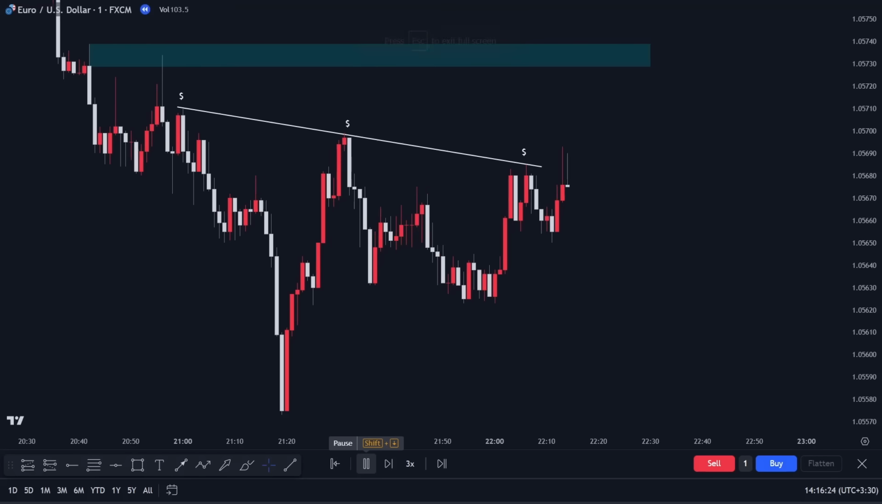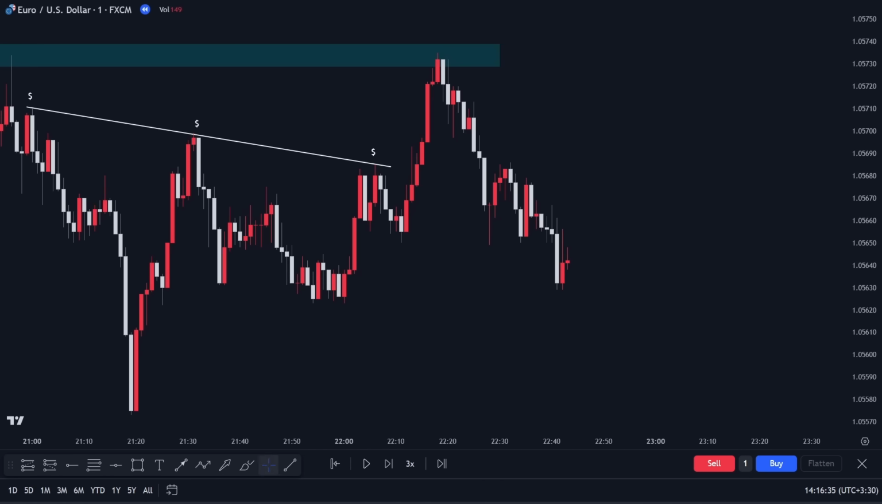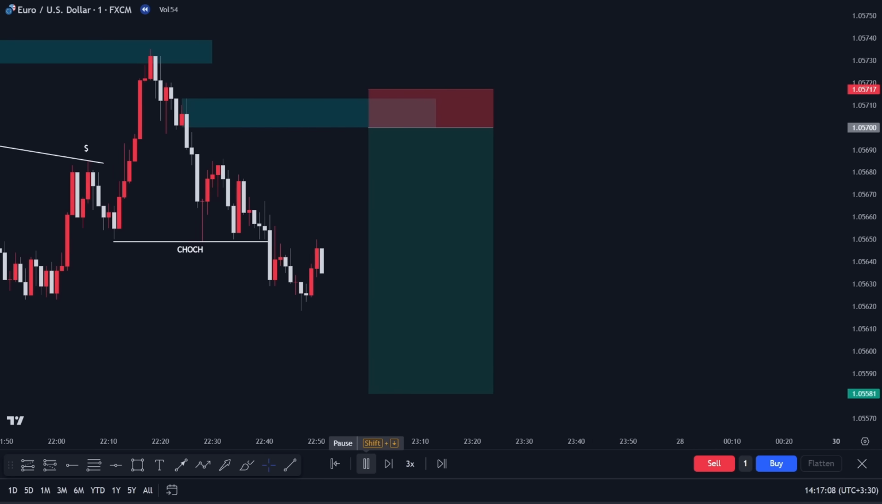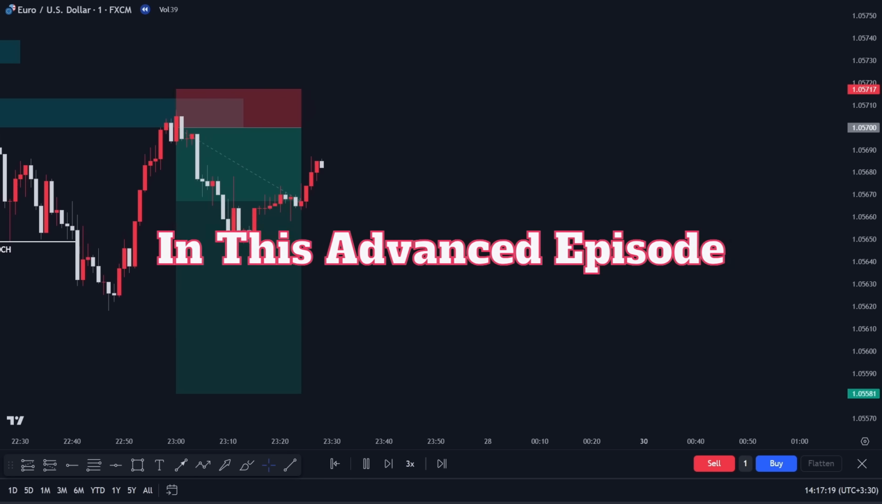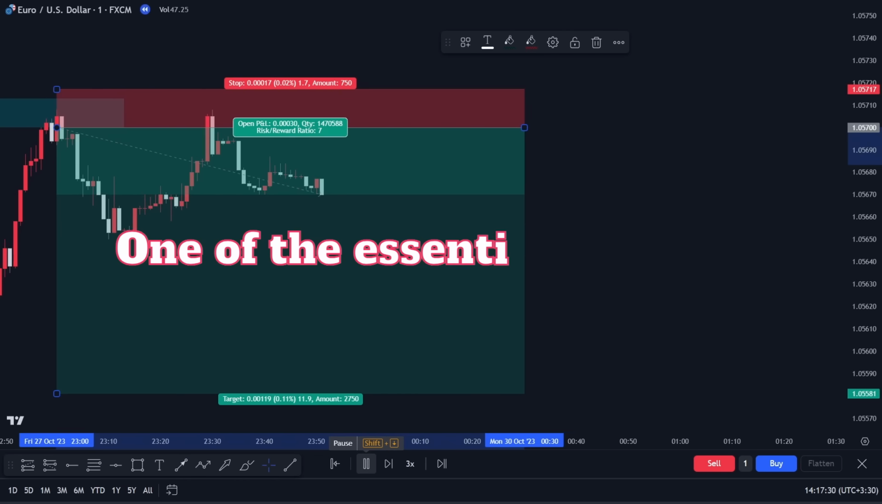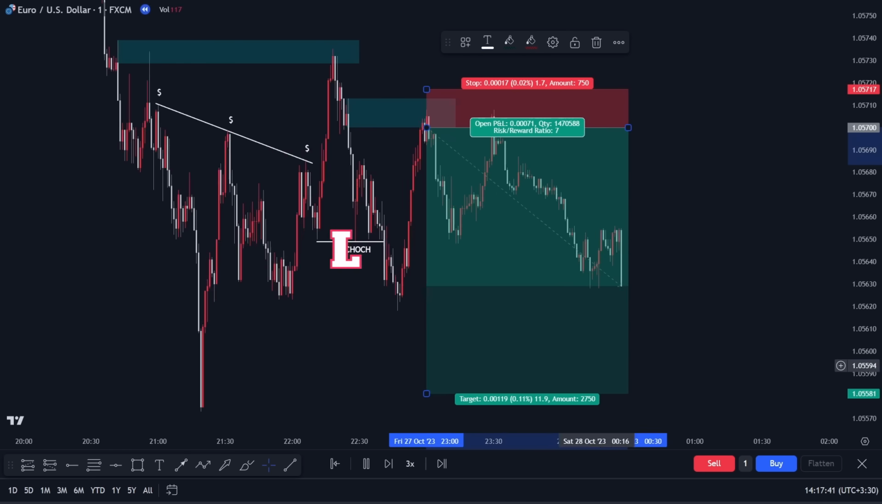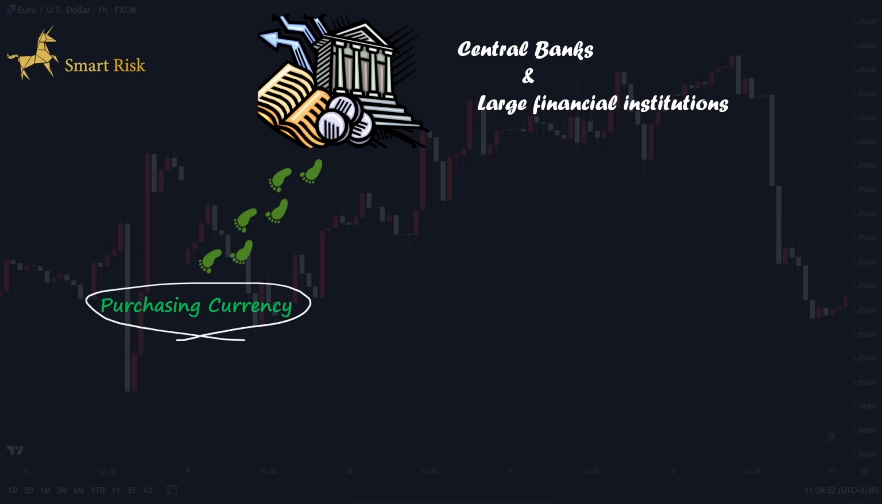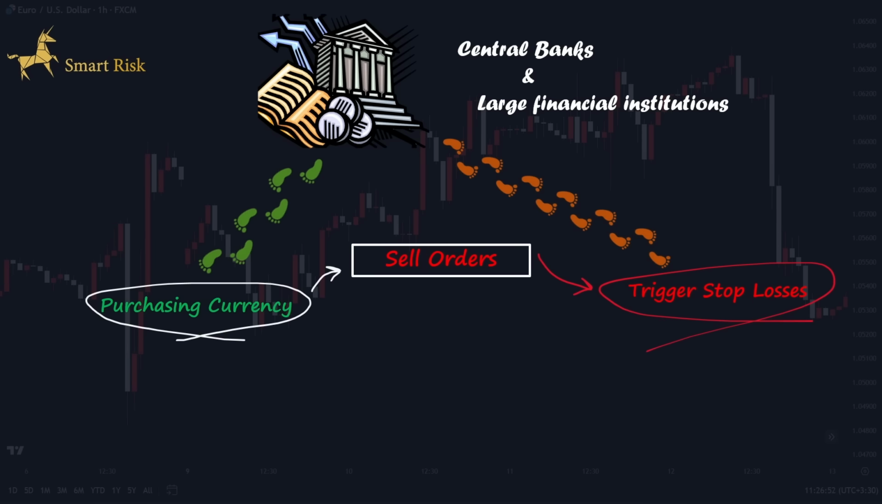Do you know what separates the pros from the amateurs in trading? It's the ability to read and understand the language of the market, and that's exactly what we're covering today. In this advanced episode, we're diving deep into one of the essential concepts in trading, liquidity. We'll also uncover the psychology behind the smart money and reveal the tactics that large financial institutions use to manipulate the market, deceive traders, and set traps.